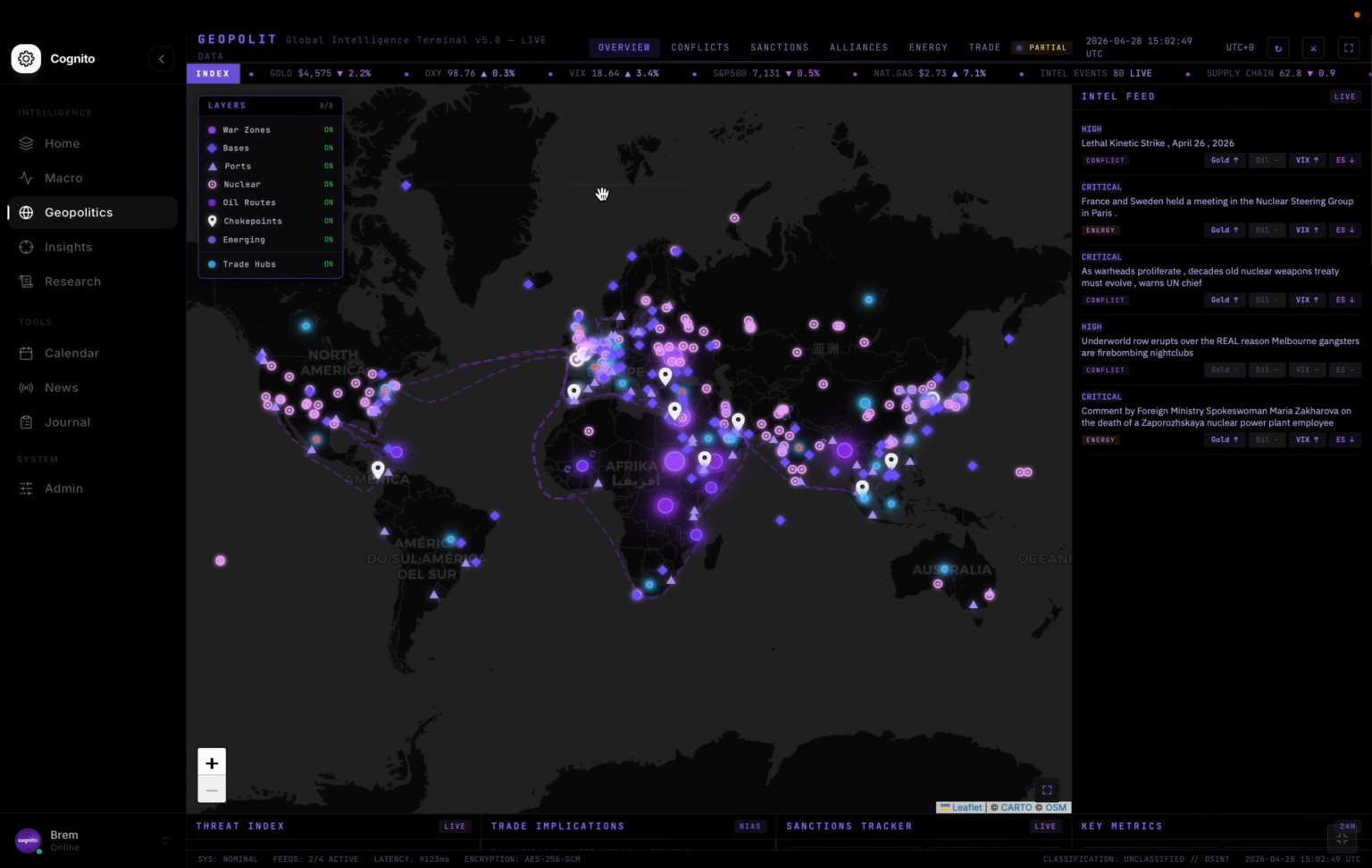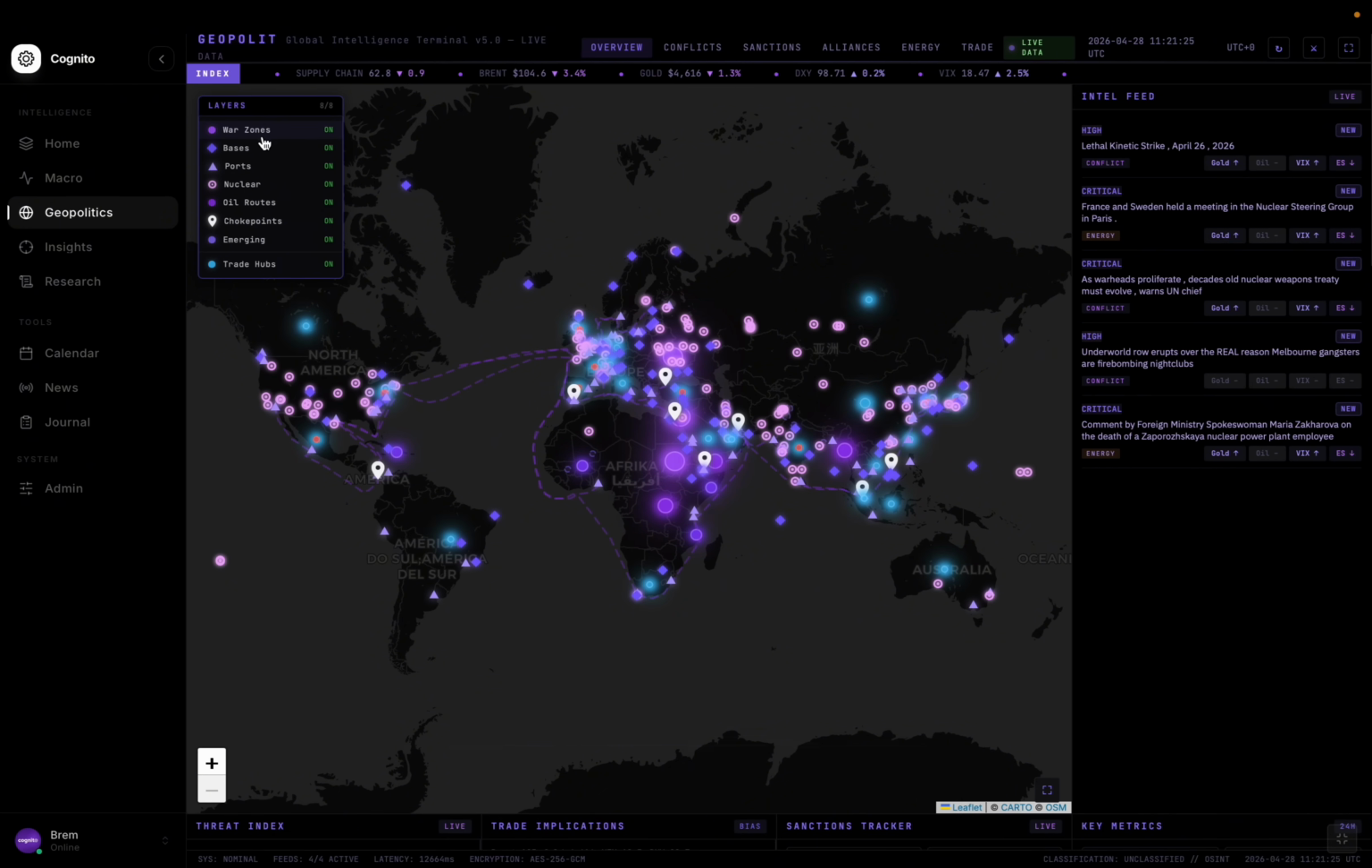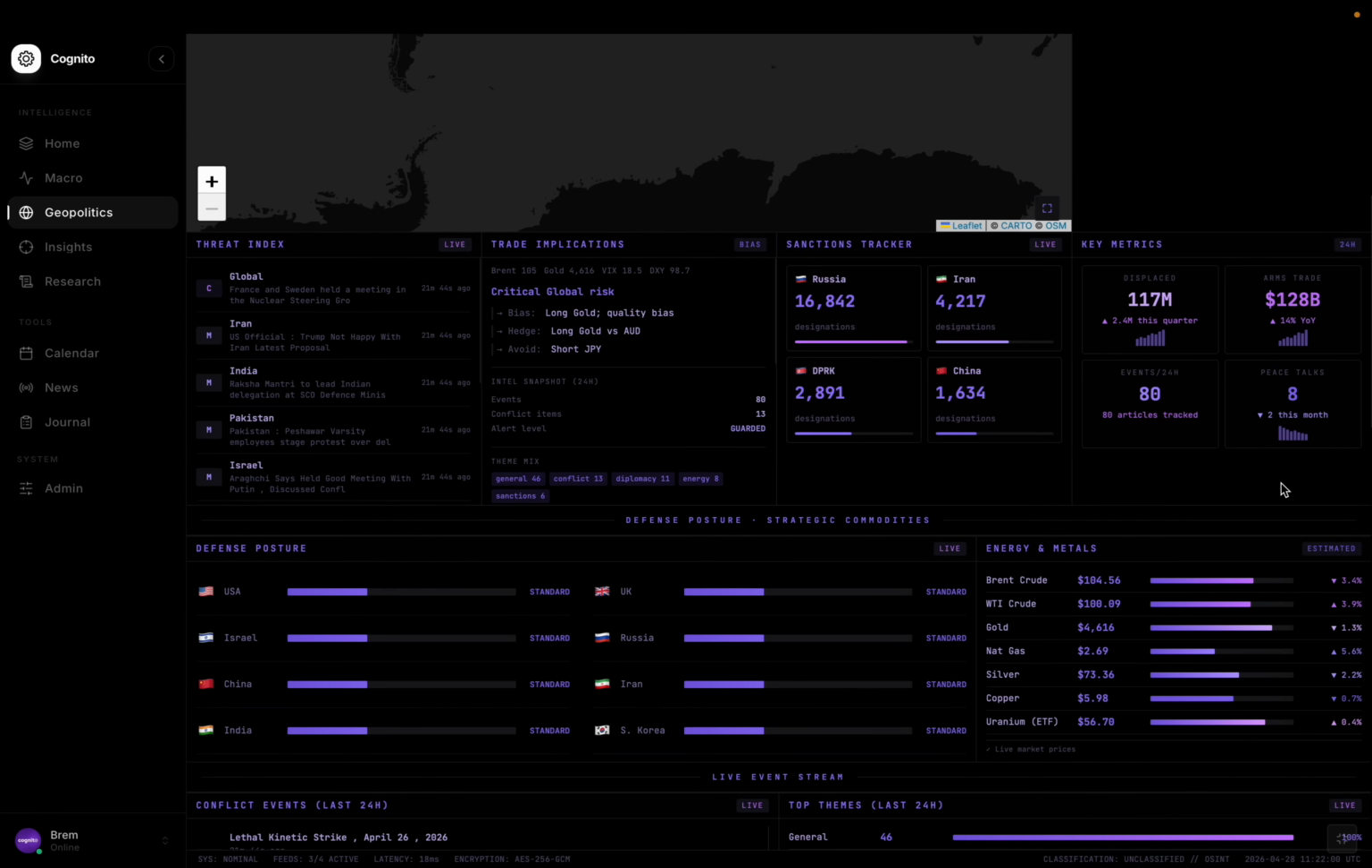As soon as you load up the geopolitics section, you are hit with a global map, which obviously tells you war zones, bases, ports, nuclear sites, the oil routes, choke points, emerging conflict zones, and then trade hubs. On the right, we have the intel feed, which basically breaks down developments in real time and turns them into actionable insights with clear biases. So you can see here, all this critical news coming out now is looking to push gold higher and equities lower. If you scroll down, you can see the trade implications, threat index, a sanctions tracker, key metrics.